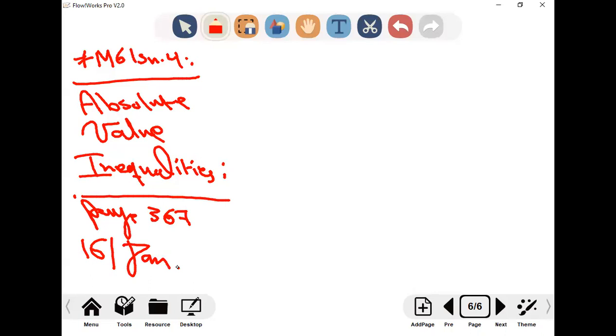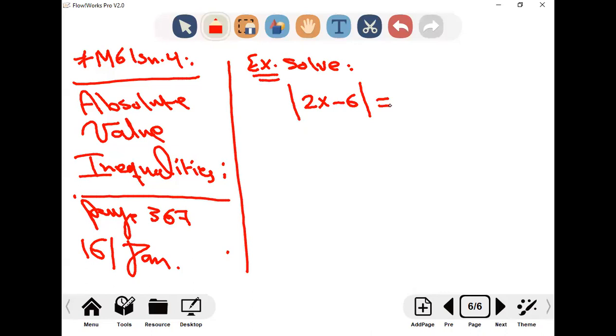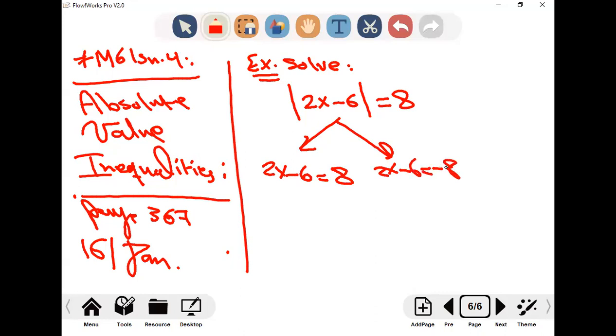Now we took absolute value equations, remember? Let's remember them together. For example, to solve absolute value of 2x minus 6 equals 8. Remember, we have a two-sided solution. One is positive and one is negative. We say 2x minus 6 can be 8 or 2x minus 6 can be negative 8. We solve each one. Here x will be 7, and here x will be negative 1, right? So we took absolute value equations before, but today we have absolute value inequalities, either less than or more than.